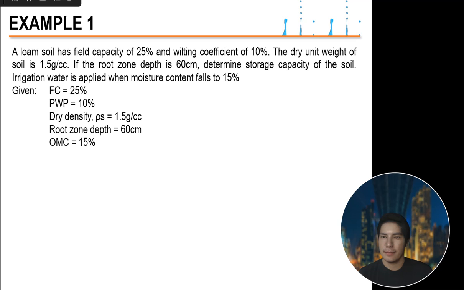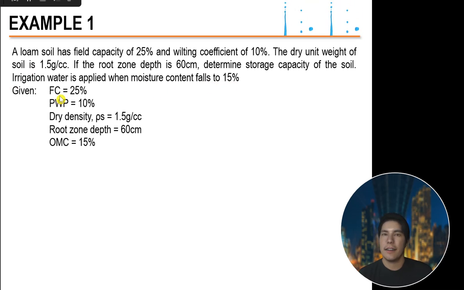Okay, so punta tayo dito sa example 1. So, we have this loam soil having a field capacity of 25% and a wilting coefficient of 10%. And the dry unit weight of the soil is 1.5 grams per cc. So if yung root zone depth natin is 60 centimeter, so ano daw yung storage capacity nung soil, provided that the irrigation water is applied when the moisture content falls to 15%.